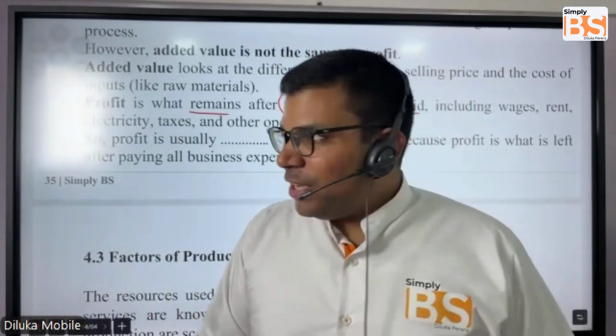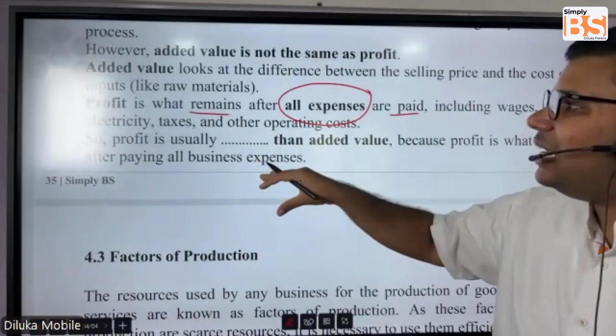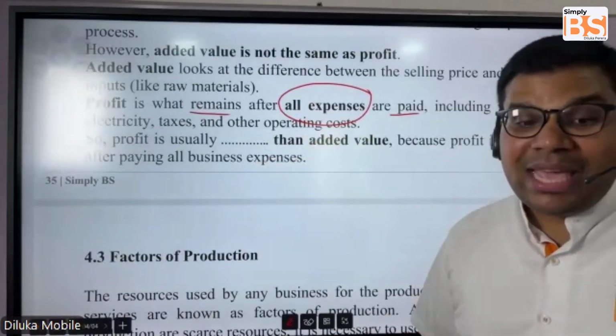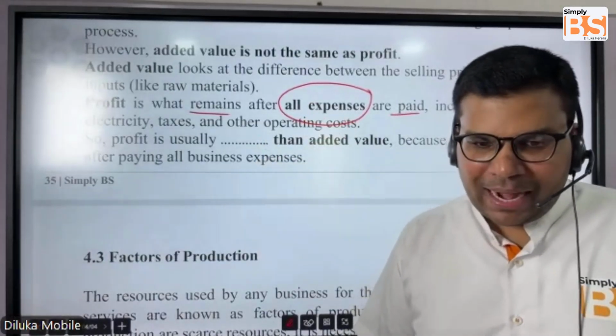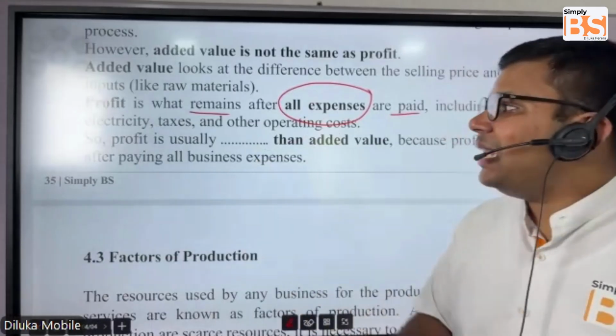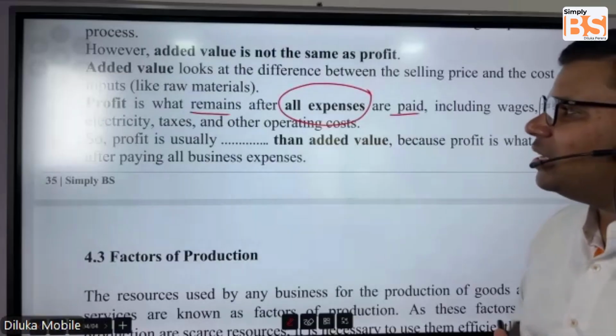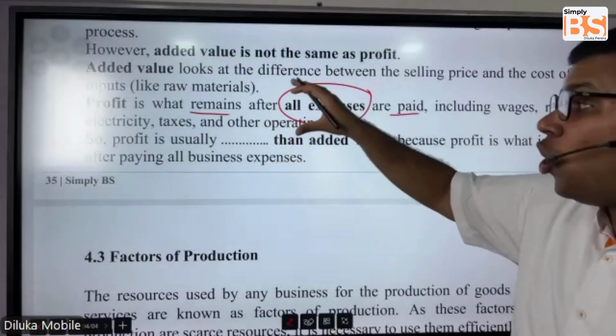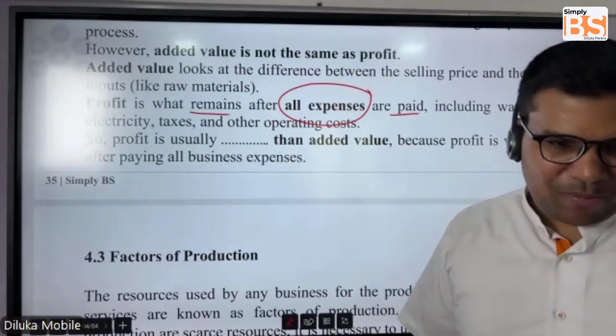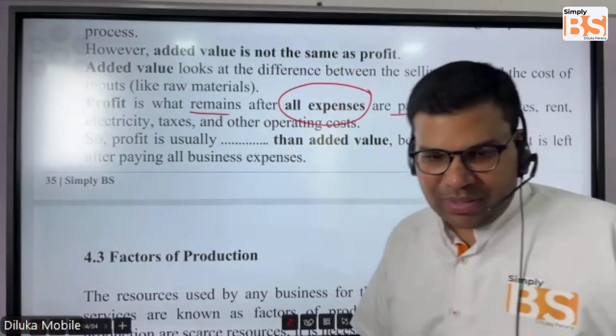So likewise, students, the business will definitely incur some other expenses as well. So when you are calculating the profits, you have to consider all the other expenses as well.